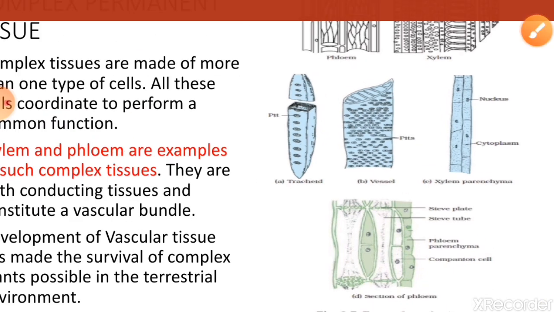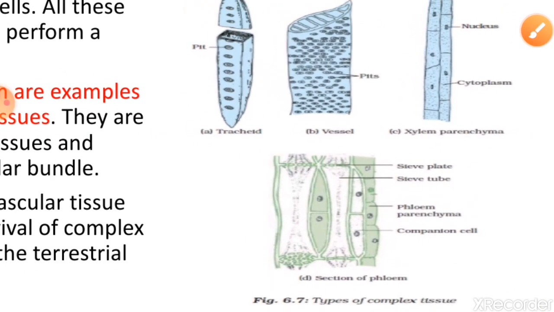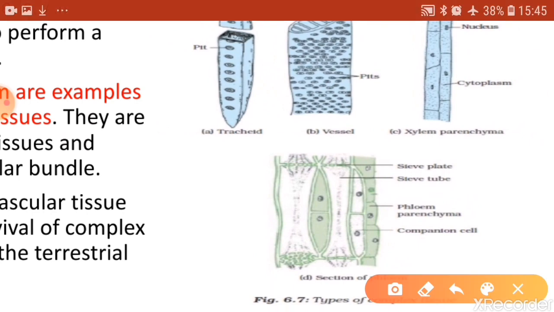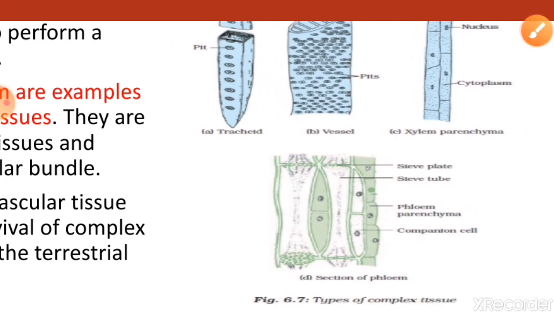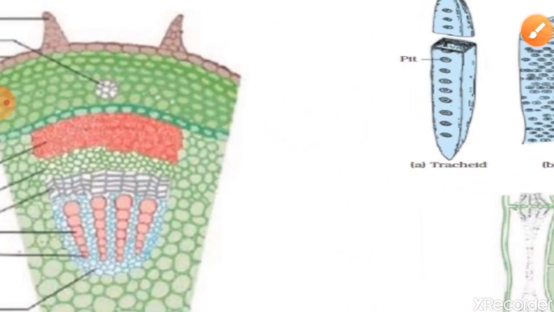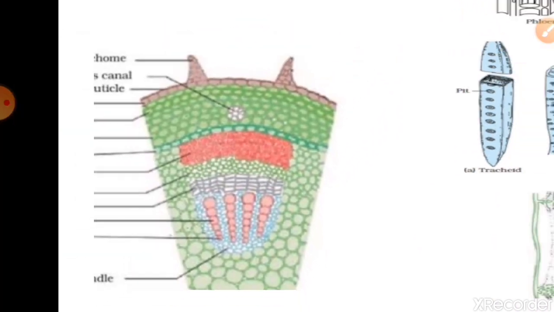The xylem and phloem are the vascular tissues of the plants. Xylem conducts water and minerals, whereas phloem conducts food, and these two together constitute the vascular bundle. Have a look at this diagram. This was told to you earlier also.